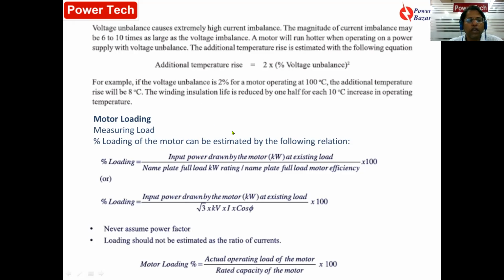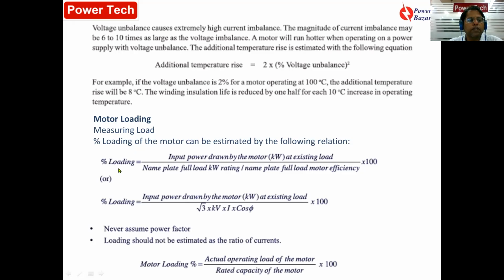Now, what is motor loading? Motor loading means at what percentage load the motor operates. Let us say a 100 kilowatt motor is there, but it does not operate at 100 kilowatt every time; sometimes it operates at 80 kilowatt. So in that case it will be 80 by 100.